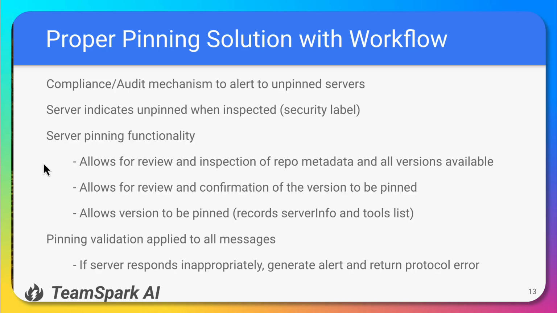And then when you go to pin the server, you need to be able to review and inspect the repo metadata and see all the versions available. So you basically need to have some context to understand the version of the server you're pinning to. You need to be able to review and confirm the version that you're going to pin. So you need to see what metadata it's giving back, what tools it says it has, their descriptions. And then you need to be able to pin it. And when you pin that server, you need to record all the server info and the tool list so that you can validate it later. And the later is when you're running messages through and your agents are talking to your MCP servers, you're validating that those pinned servers have responses that are consistent with what you recorded before. And that'll be a little more clear when I show you what that looks like in action.